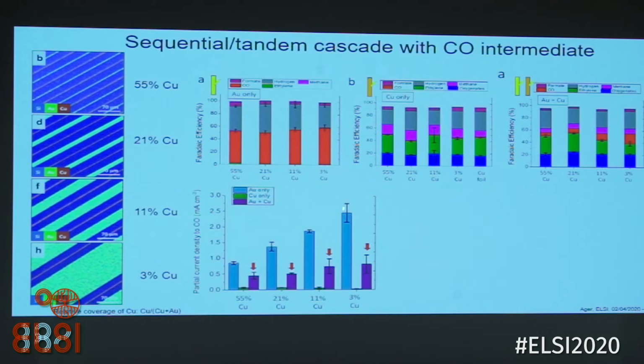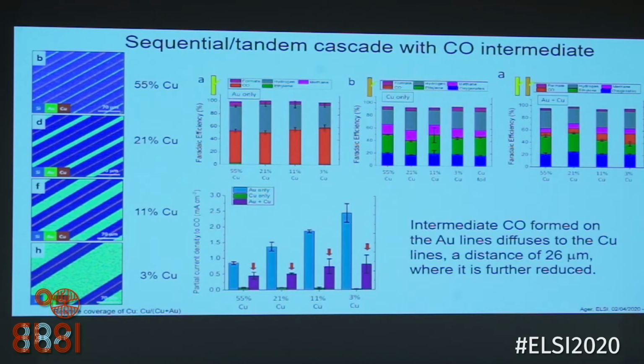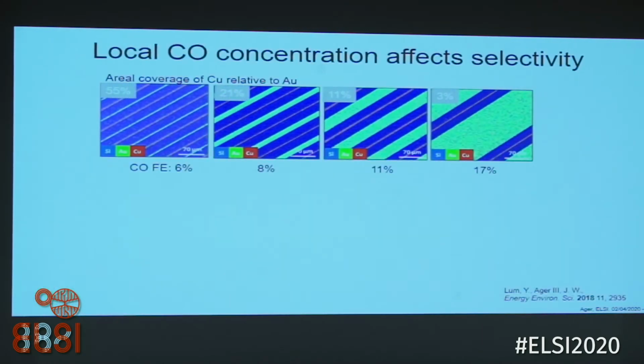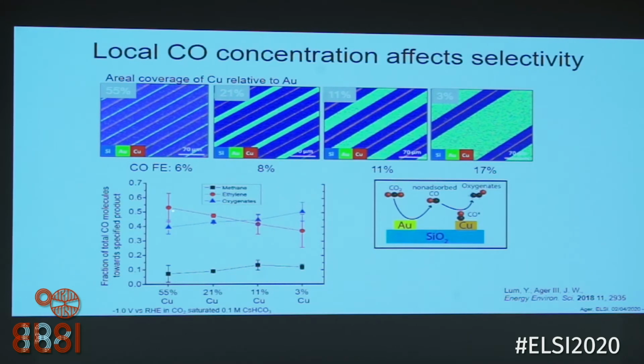The CO with just the gold on is the blue bar here, and it's suppressed down to the level of the purple bar when we turn on the copper, showing that we can actually diffuse our intermediate over 26 microns. And we also see an effect on the catalytic outcome. We see a decrease in ethylene and an increase in oxygenates as we increase the activity of the CO near the copper by increasing the relative width of the gold lines.